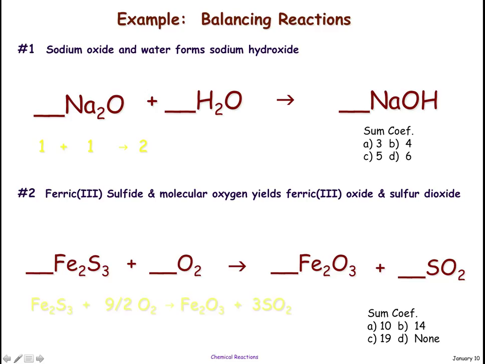The reaction would be this right here. This would be, of course, 2. This would be 9. This would be 2. And this would be 6. So the sum of the coefficients would be 9 and 2 is 11, plus 2 is 13, plus 6 is 19. That would be the correct answer right there. The correct answer would be 19.